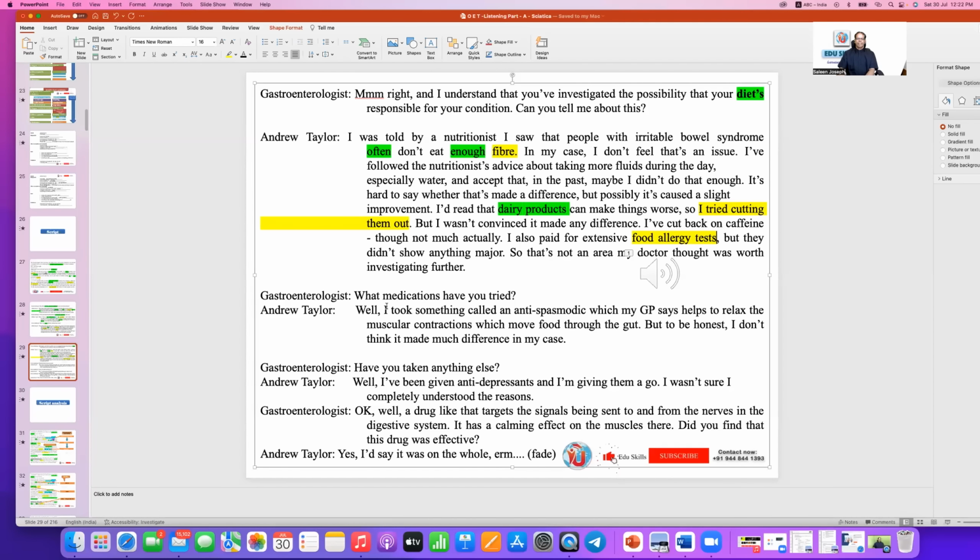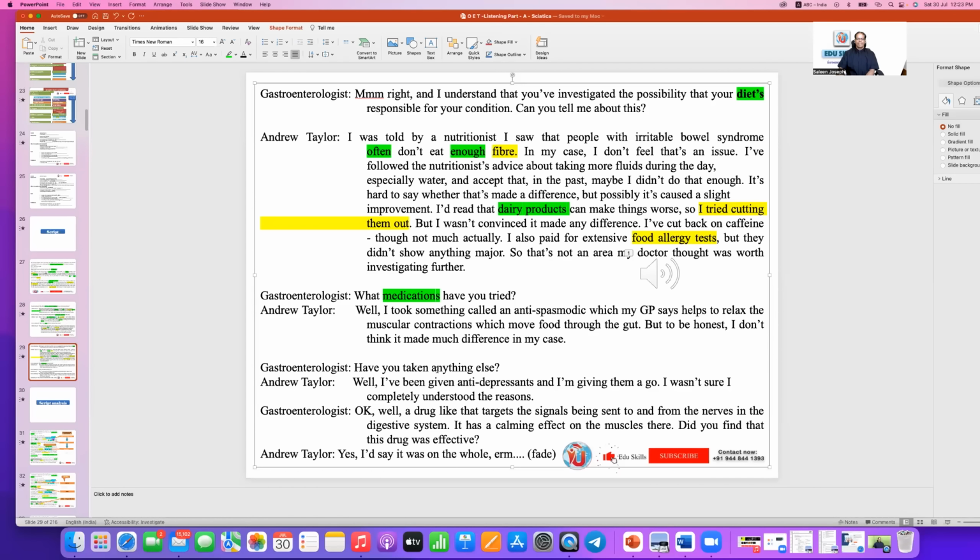Then medications. The questions clearly tell you the next aspect. So even if you lose track somewhere, you can listen to the next question and immediately catch up. And antispasmodic, which GPs say helps to relax the muscular contractions and move the gut. But to be honest, I don't think it made much of a difference in my case. Means negative meaning is given. It was irrelevant. So the answer will not be there when it is nullified with a negative expression.